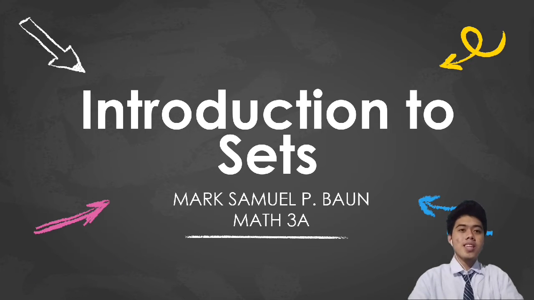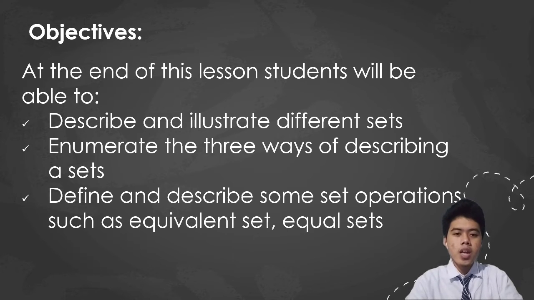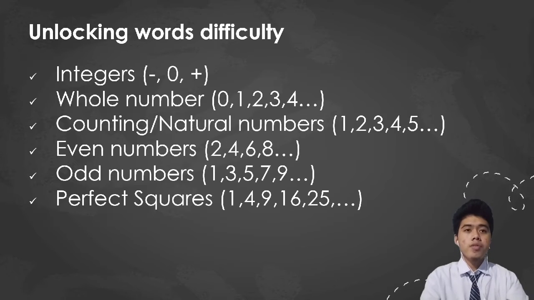So first, what are our objectives? At the end of this lesson, a student will be able to describe and illustrate different sets, enumerate the three ways of describing sets, and lastly, define and describe some set operations such as equivalent set, equal set, and so on. So before we proceed to our activity, first let's have unlocking words of difficulty.